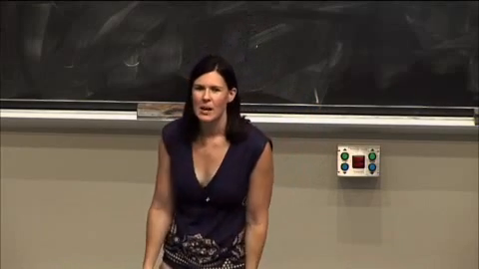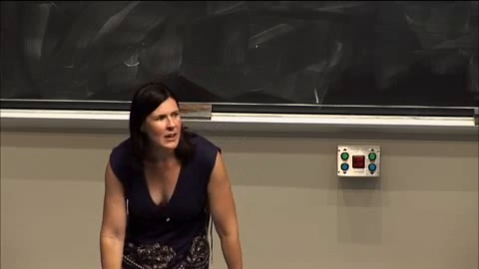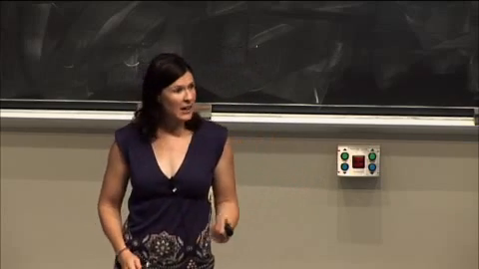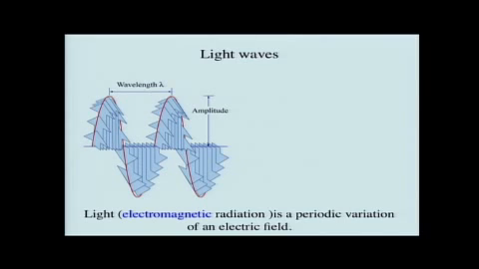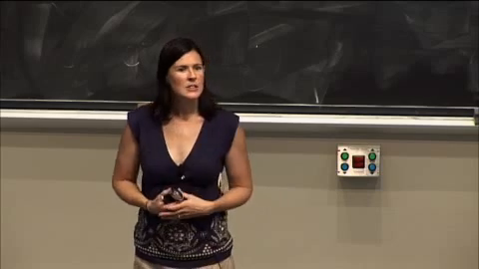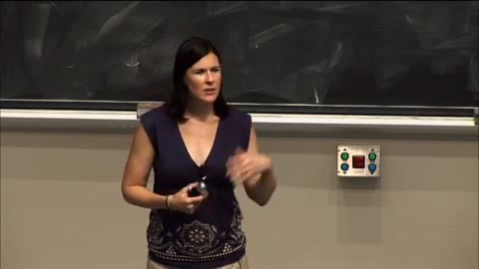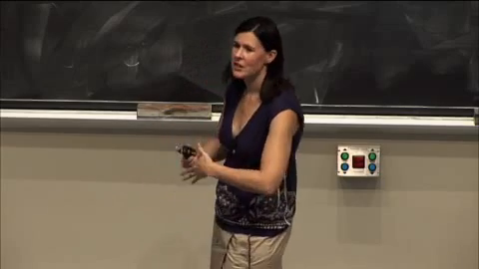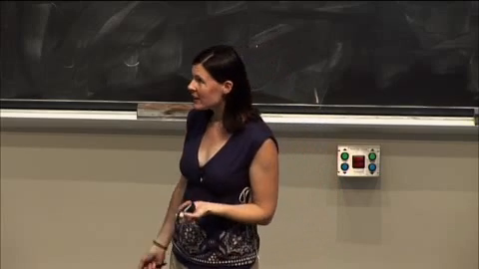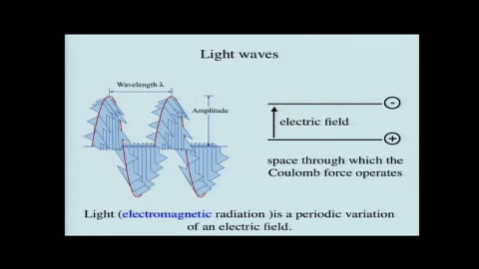So what we really want to talk about here is light waves. And light waves have the same properties as these other kinds of waves in that they're the periodic variation of some property. When we're discussing light waves, what we're talking about is light, or electromagnetic radiation, as we'll be calling it throughout the course. And that's the periodic variation of an electric field. So instead of having the periodic variation of water or the periodic variation of air density, here we're talking about an electric field. We know what an electric field is. It's just a space through which a Coulomb force operates.